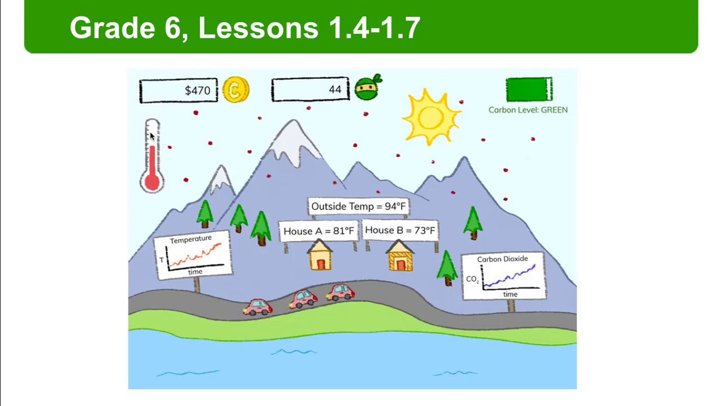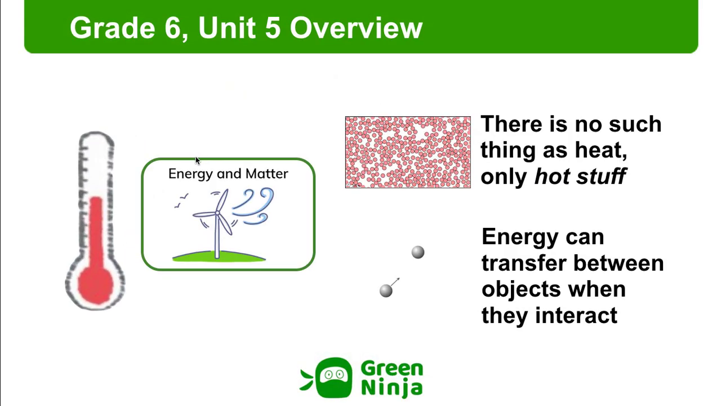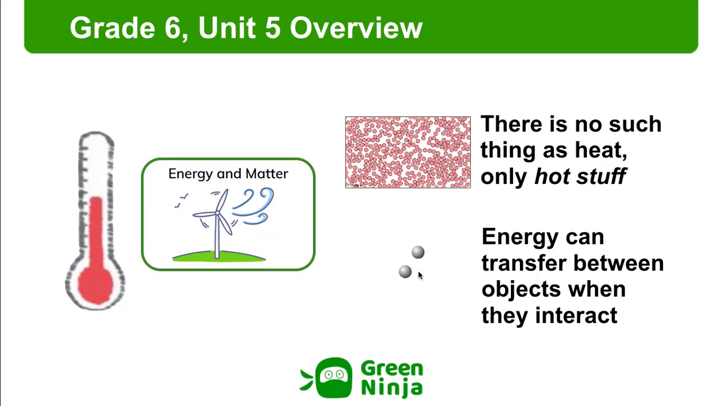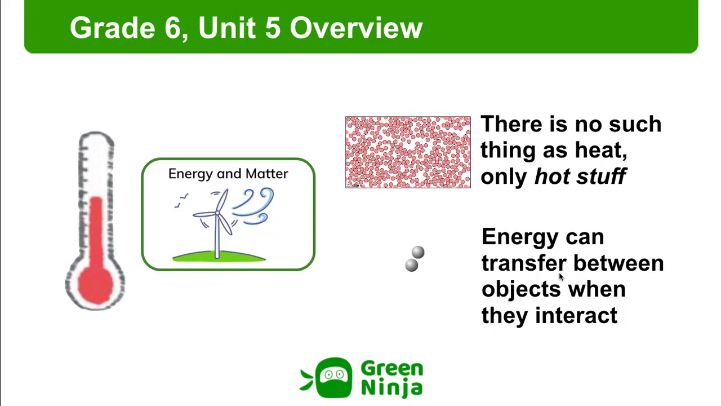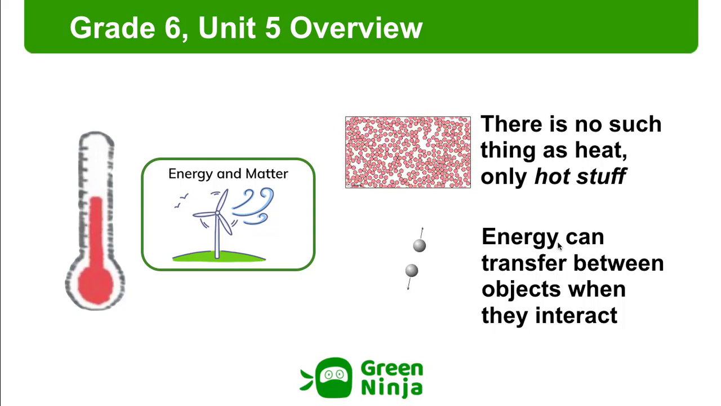In this group of lessons, we focus in on the thermometer in the unit roadmap, and we look at thermal energy and temperature. What we're really looking at is the cross-cutting concept of energy and matter, and specifically two ways in which energy and matter are related. The first is that there's no such thing as heat, only hot stuff. Students are going to develop a model of thermal energy as the movement of molecules. And the other key idea is that energy can transfer between objects when those objects interact. Students will explore what is thermal energy and how does it transfer.